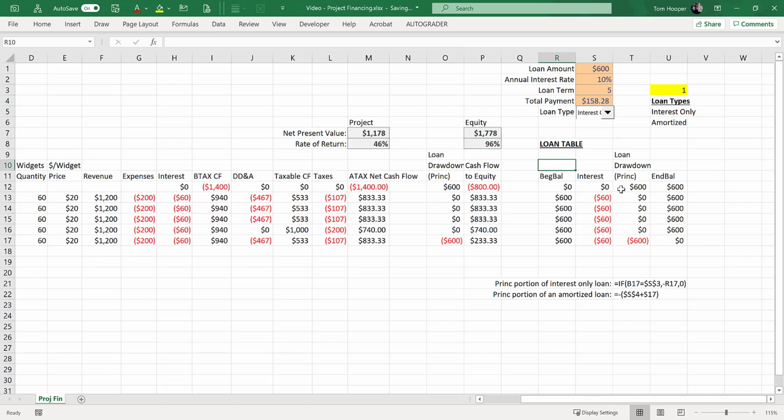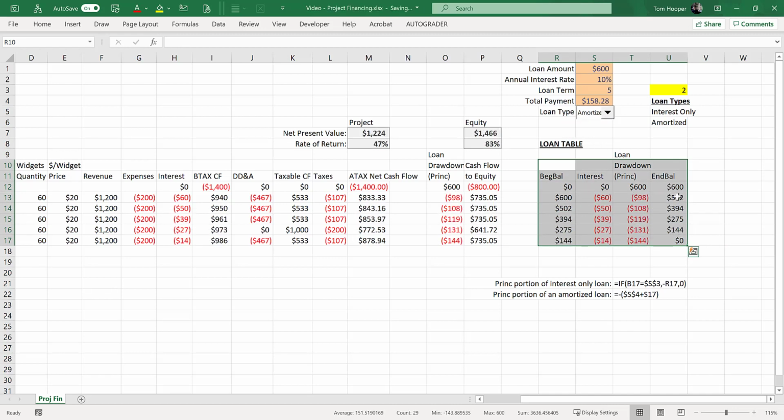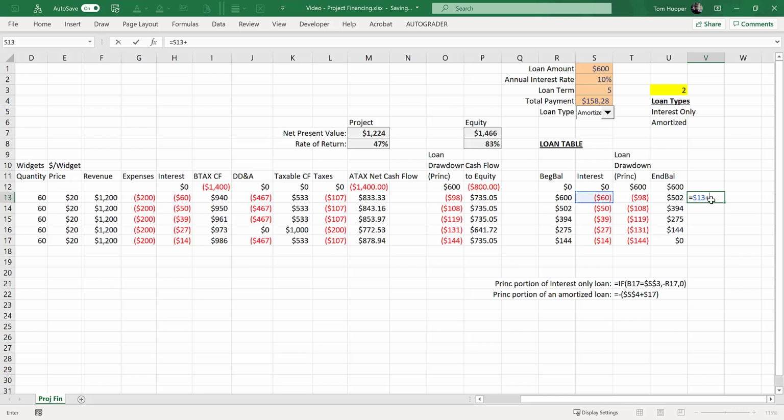And then we found two different ways to amortize the loan, either paying only the interest until we pay the loan off, or amortizing the loan so that there's no big payment at the end, that each year the payments are the same. I never actually showed you that, but let's prove it. This plus this. Each year it should be 158.28, and it is.